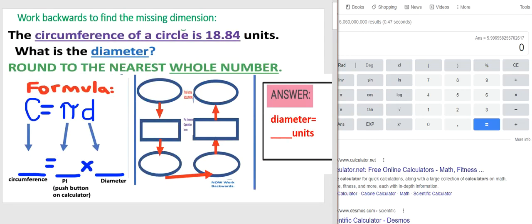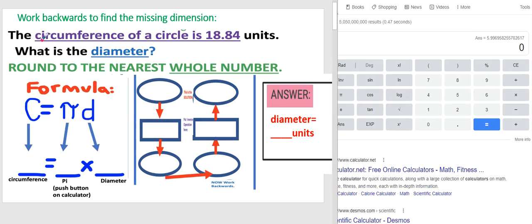We are working backwards today to find the missing dimension. The circumference of a circle is 18.84 units, 18 and 84 hundredths units. What is the diameter, rounded to the nearest whole number? So we are going to go over how to work backwards to find the diameter. Here they're giving us the circumference.